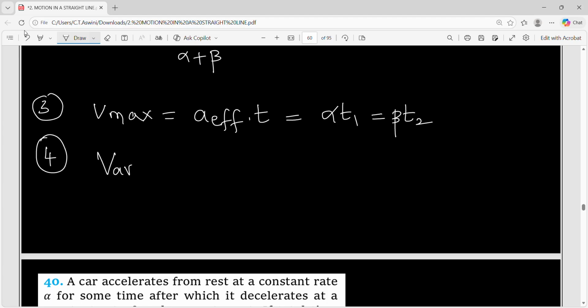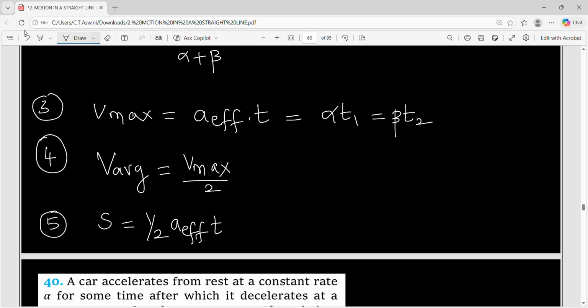What about average velocity of the body? It will be half of the maximum velocity of the body. And how much will be the distance traveled by the body? We are taking the case like body is starting from rest. So it will be just half into A effective into total time square, because we are assuming that body is starting from rest.